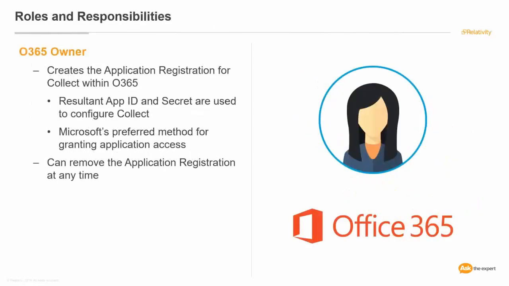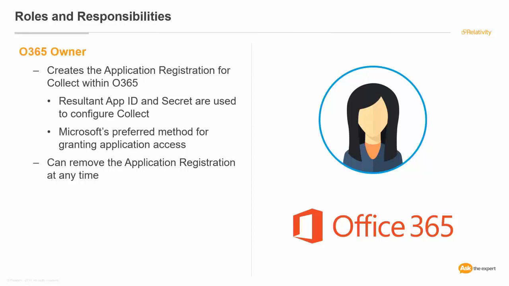All right, thanks, Greg. So the first role I want to talk about, and this is the role that you'll see Greg play later in the demo, is the O365 owner. If you're going to use Collect for all of your internal collections, this would be somebody in your organization who manages your Office 365 system. And if you're going to be collecting data from your clients, it would be somebody with your client who manages Office 365 there. Basically, they're going to create an application registration for Collect with O365. This will generate an app ID and secret that are used to configure Collect.